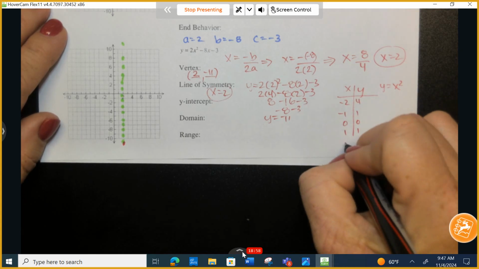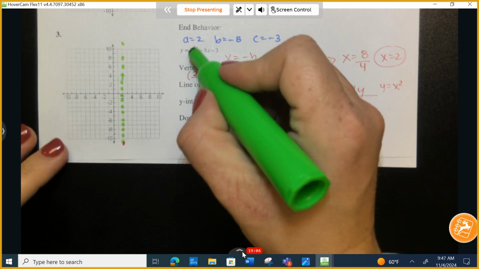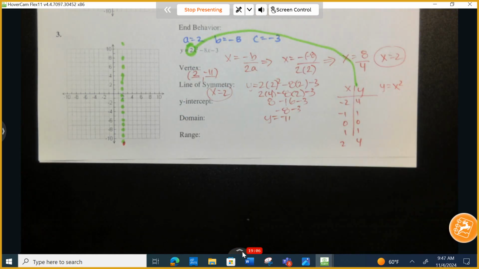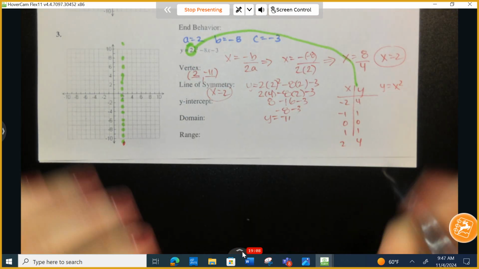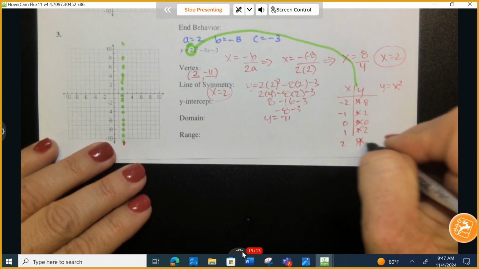Okay, whoever's shorter, turn to your partner. What do I multiply by the y's? What value do I multiply by the y's? 2 for this problem, whatever's in front of the x squared. So times 2 is 8, 2, 0, 2, and 8.